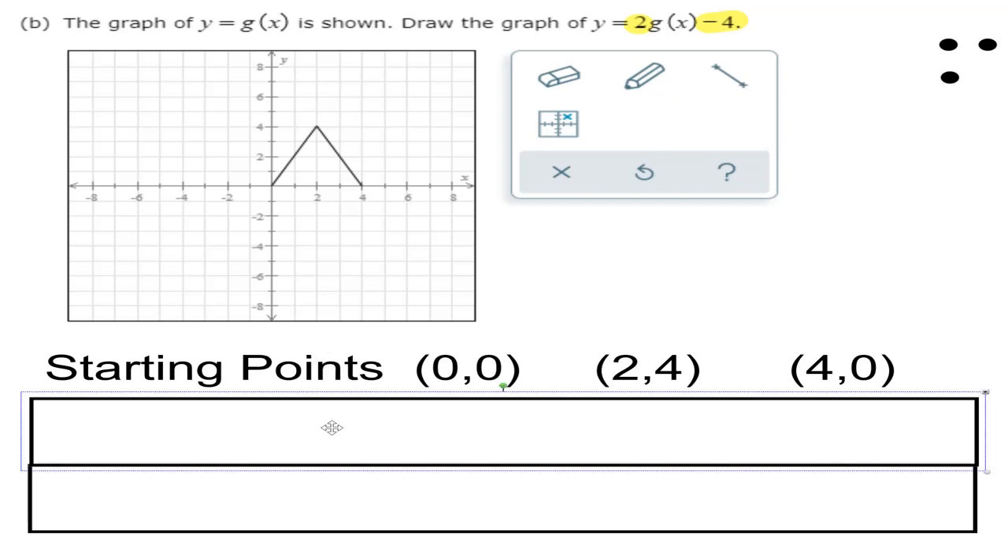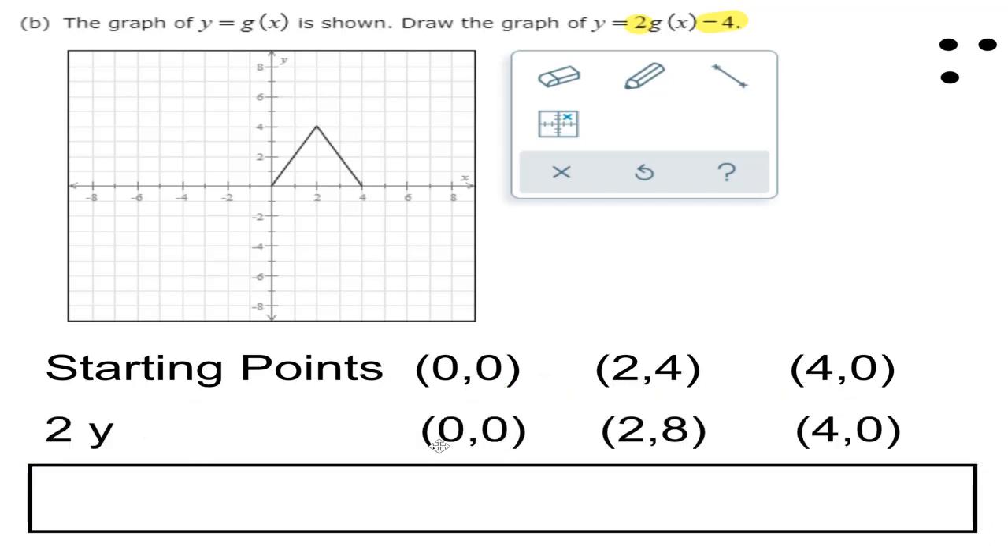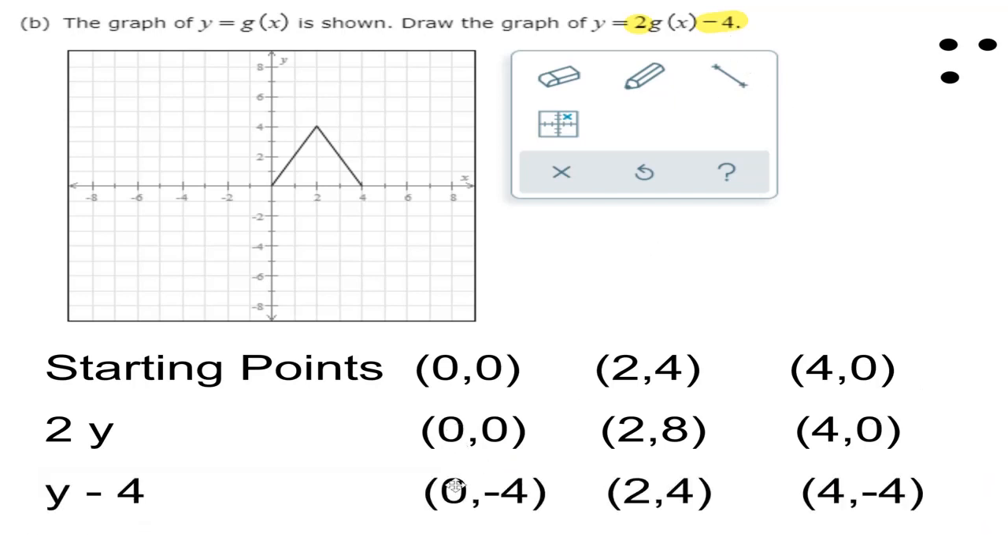So you'll notice the first thing I have is write my 3 points down, (0, 0), (2, 4), and (4, 0). I'm going to multiply my y's by 2, so the 0 stays a 0, the 4 becomes an 8, and the 0 stays a 0. And now I'm going to subtract 4 from each of those points. So (0, -4), (2, 4), yes, the point does go back to the same point I started with, but that is okay. And then I have (4, -4).